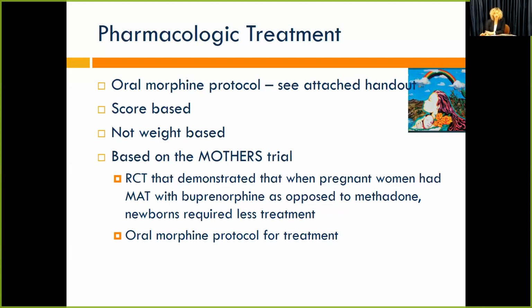So the MOTHERS trial was a pretty good-sized randomized controlled trial that demonstrated that when pregnant women had their medication-assisted treatment with buprenorphine versus methadone, the babies had less severe clinical presentation of withdrawal. They had shorter stays in the hospital. They needed less medication, and it was just very supportive of pregnant ladies using buprenorphine. But also during that trial, this is the oral morphine protocol that they used, where they had such nice results with shorter hospitalization and needing less treatment. The morphine protocol is also one that's really used in most large institutions nationally. It's very well supported.